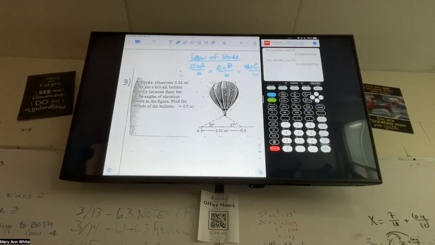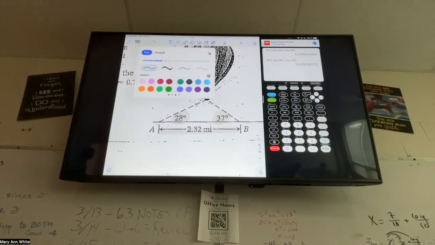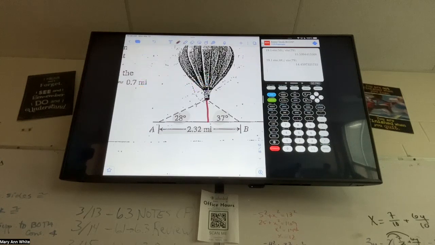It says observers 2.32 miles apart see a hot air balloon directly between them, but at the angle of elevation shown in the picture below. So the first person sees the hot air balloon at an angle of elevation of 28, and the other one sees it at an angle of elevation of 37, and the distance between them is 2.32 miles. And it says find the altitude of the balloon. So what we're actually trying to find, and we're not going to do it yet, is this distance right here. The direct distance, how far from the ground the hot air balloon is.